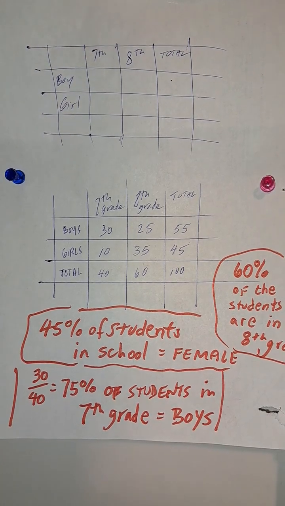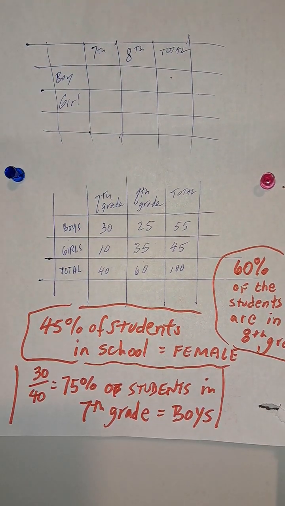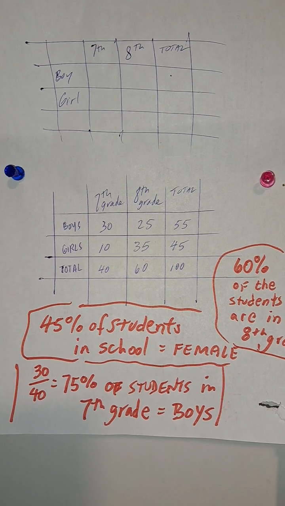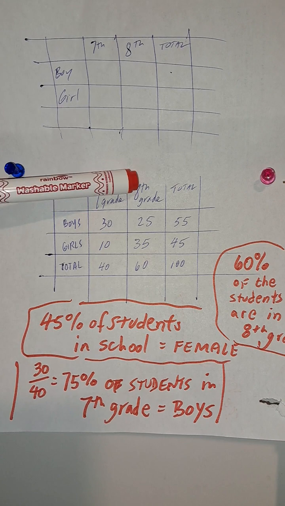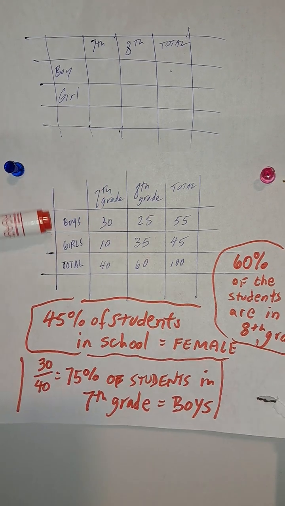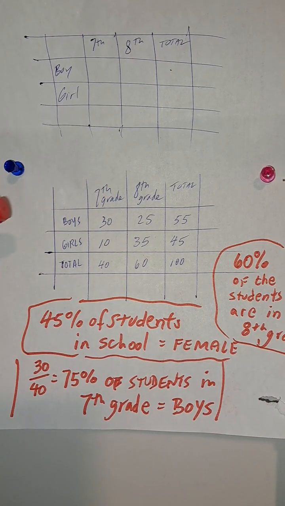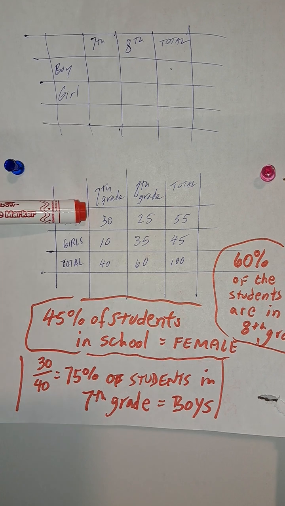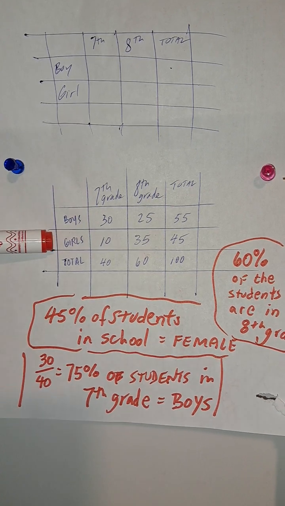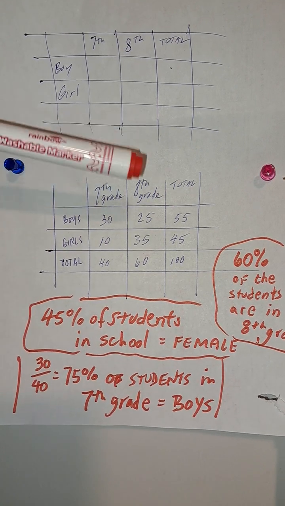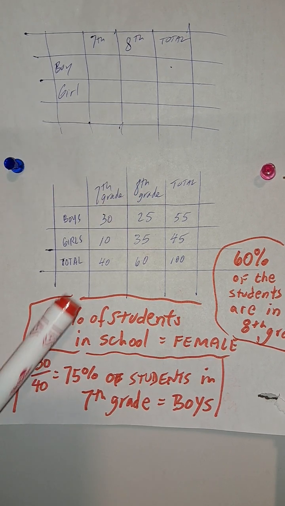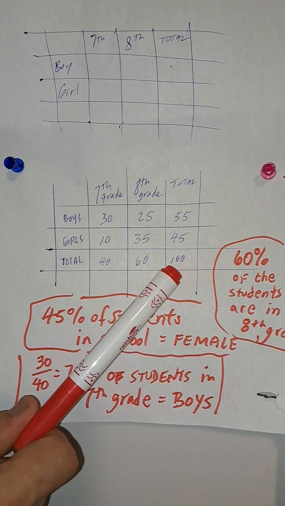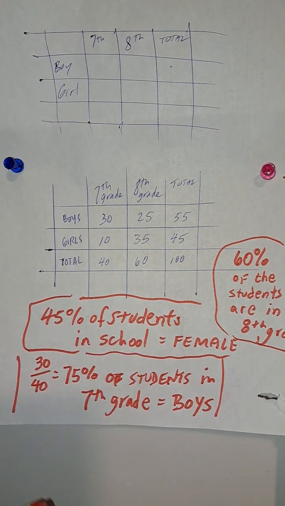Here is an interesting way of describing percentages. Let's say that we have two grades, 7th grade and 8th grade, and we have boys and girls in the two grades. In the 7th grade, there are 30 boys and 10 girls, and in the 8th grade, there's 25 boys and 35 girls. The total of all of the students is 100.